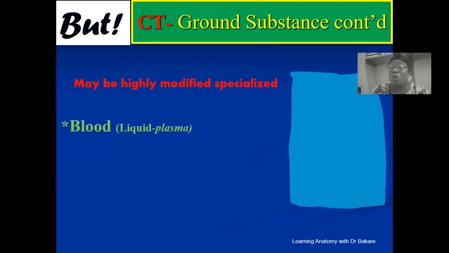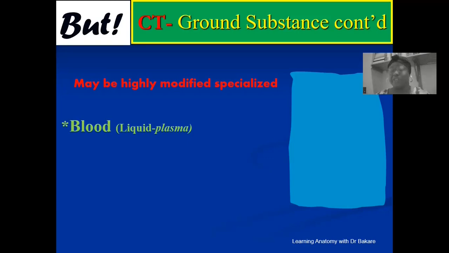And this is why they are so named specialized connective tissue, because they present distinct properties of the ground substance. The ground substance can be highly modified in the specialized connective tissue, which means that the configuration seen in the general connective tissue is not what is presented within them. In blood, the ground substance is seen in liquid form. The ground substance of blood is plasma, and plasma is in liquid form.